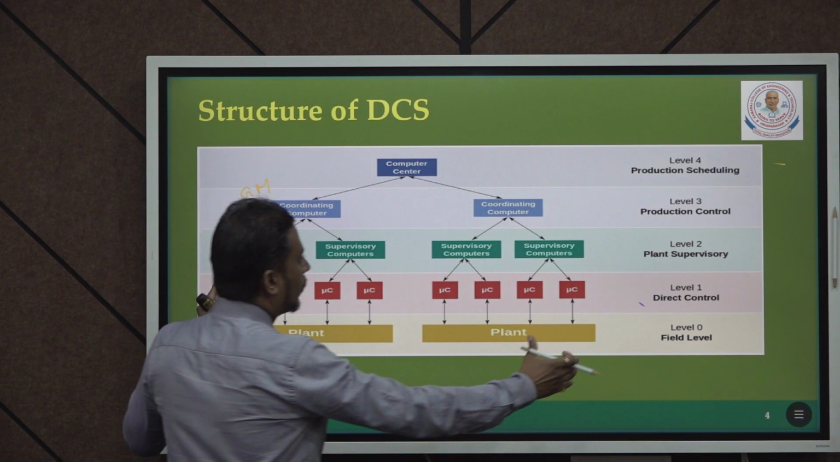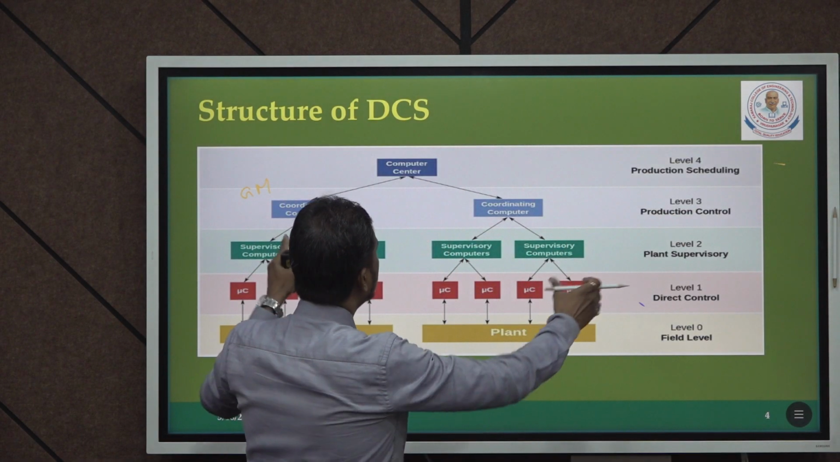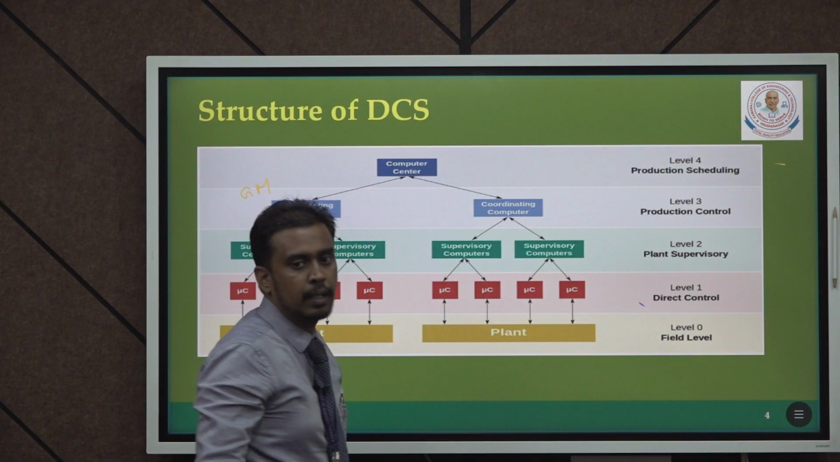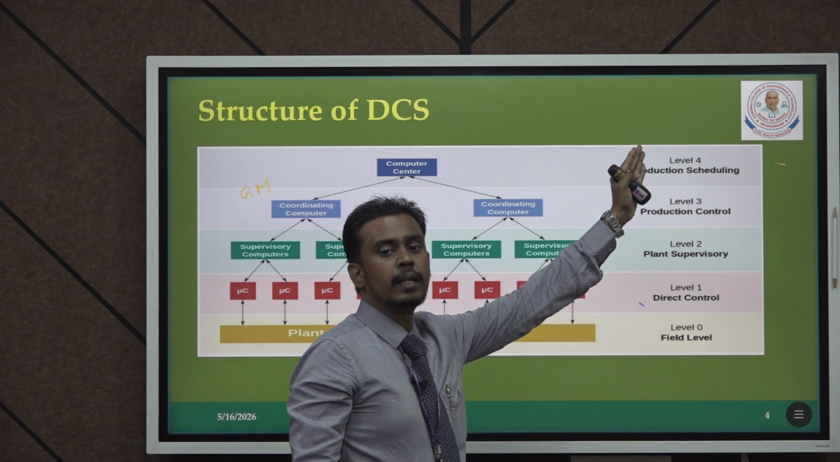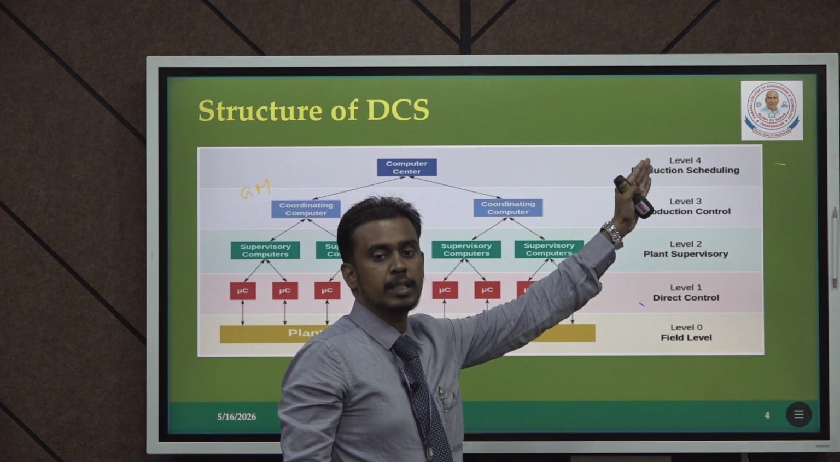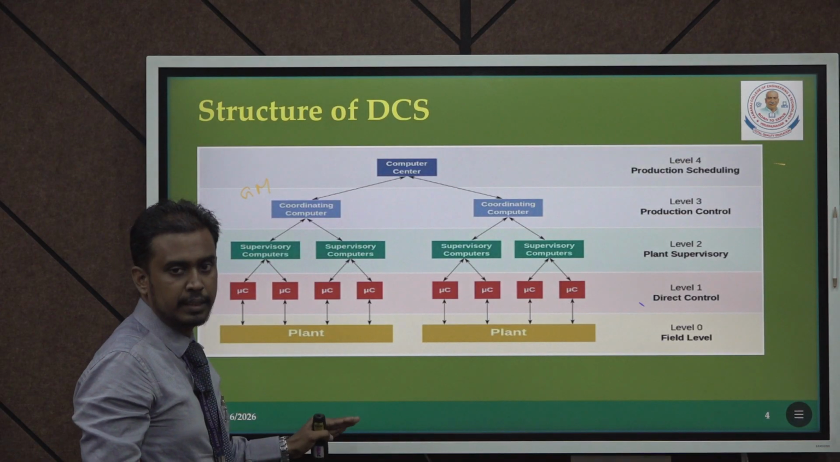Again, the coordinating computers come under the category of production level. Once these levels are associated with the computer centers, these computer centers are in the highest level, which is known as the production scheduling level. So, this represents the structure of DCS.